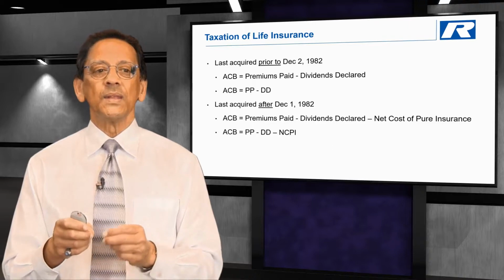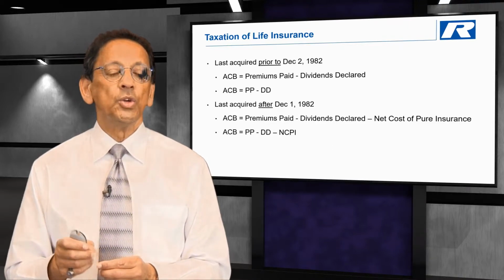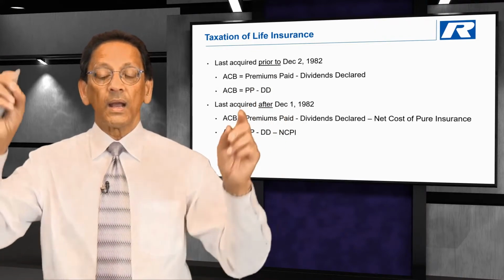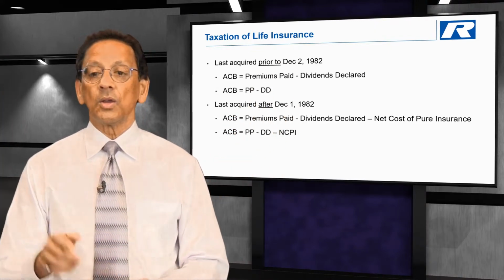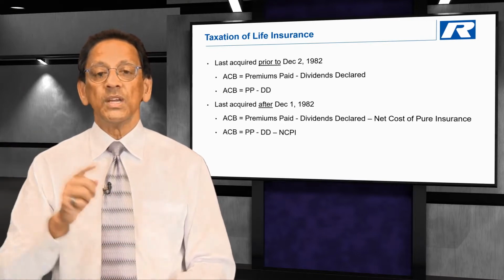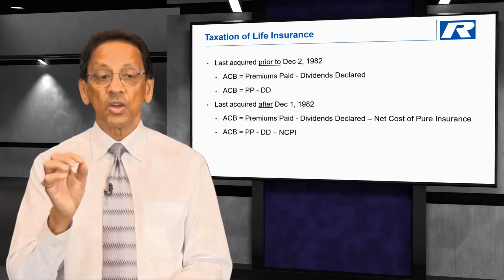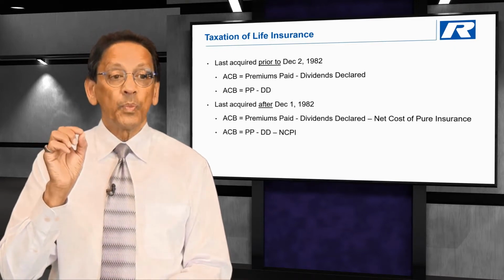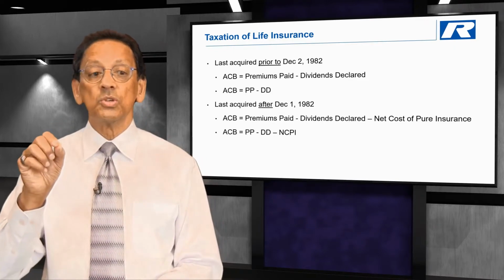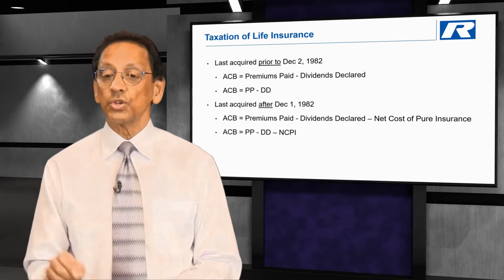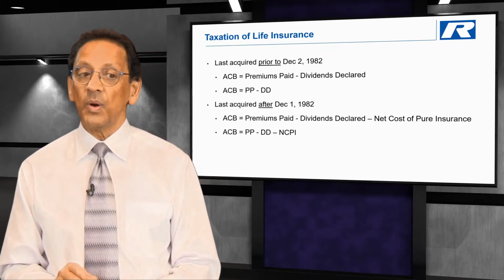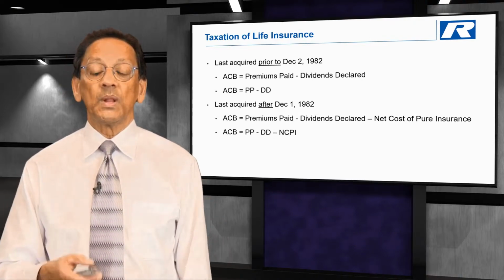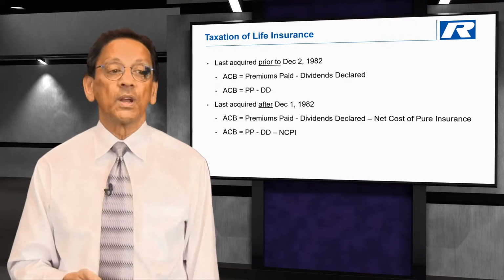Now, what is the net cost of pure insurance? You may recall when we talked about universal life, I had a graph up there indicating that the cost of insurance comes out each month. The net cost of pure insurance is actually the total of all of the premium dollars that were used to pay for the cost of insurance every month on your universal life policy. And so that net cost of insurance, the insurance company will actually provide that for the customer.